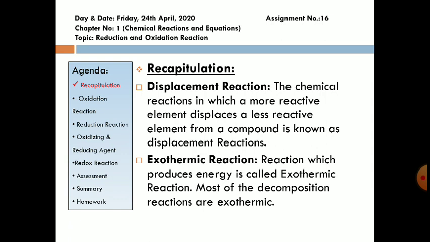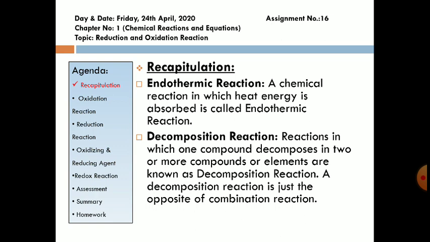Displacement reaction: the chemical reactions in which a more reactive element displaces a less reactive element from a compound are known as displacement reactions. Exothermic reaction: a reaction which produces energy is called an exothermic reaction. Most of the decomposition reactions are exothermic in nature. Endothermic reaction: a chemical reaction in which heat energy is absorbed is called an endothermic reaction. Decomposition reaction: reactions in which one compound decomposes into two or more simpler elements or compounds are known as decomposition reactions. A decomposition reaction is just the opposite of a combination reaction.